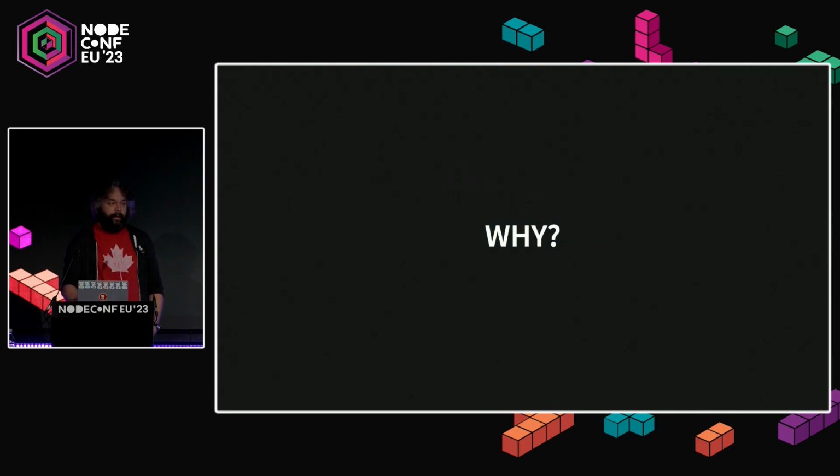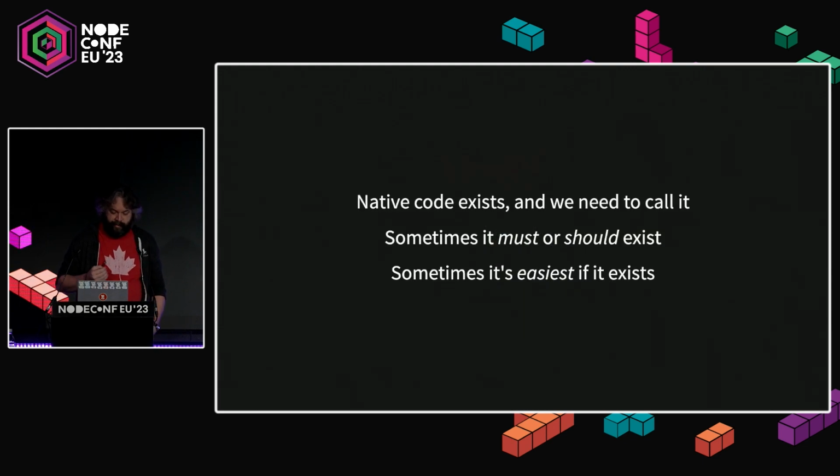So why would we want to do this? You know, often these days we say like Node provides all these great APIs for interacting with the system so that we don't need any native code, right? So why would we want to do this? And the answer is that native code exists. There's plenty of native code in the world and we need to call it from time to time. Sometimes it needs to exist. Sometimes we need to have it in that place. And sometimes it's just the easiest solution. All of programming is trade-offs. It's trade-offs all the way down. And sometimes this is the correct trade-off.